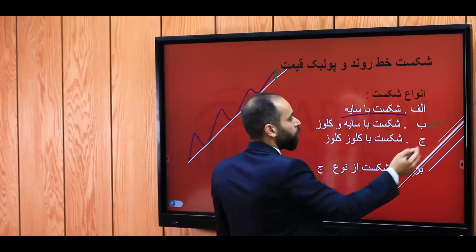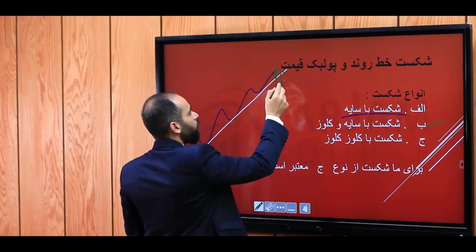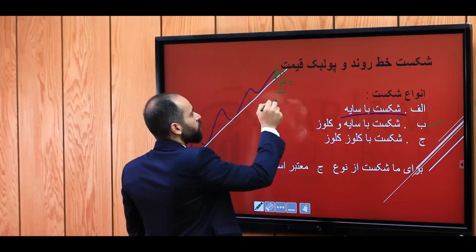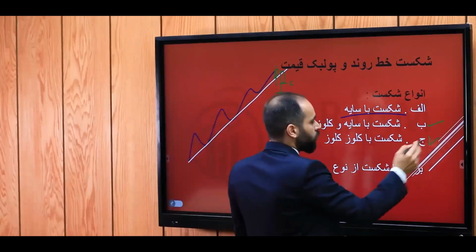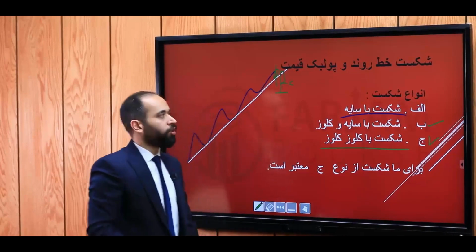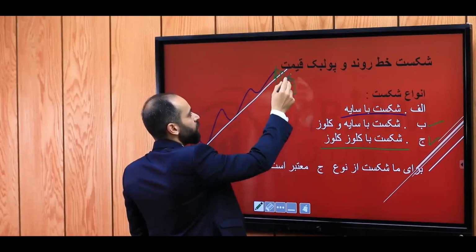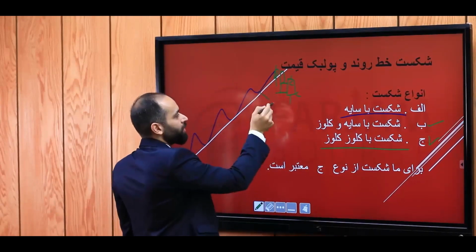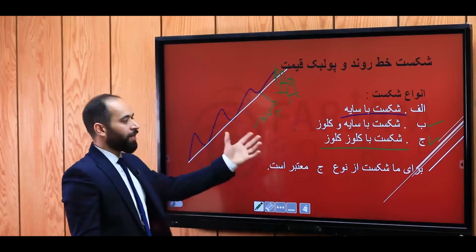What's the second type of breakout? A breakout with both shadow and close. What does that mean? It means that a candlestick has both its close and its shadow here, below the trend line. But the most reliable type of breakout is the breakout with two closes. What does that mean? It means that this close is confirmed here, and then another candlestick comes and its close is also confirmed here, meaning below the trend line. So we have two closes. This is considered the most reliable type of breakout.